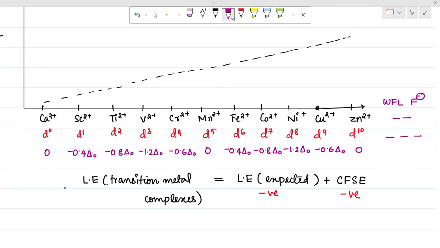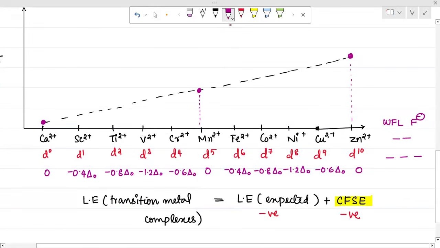So calcium 2+, whatever lattice energy is expected, along with that you have to just add the normal CFSE value, which is 0. So the expected value and the predicted value are the same, because CFSE is 0. Similarly, for Mn 2+ also, as there is no extra CFSE, anything plus 0 would be the same number. So for manganese with a weak field ligand, the lattice energy would be as expected. Similarly, for zinc 2+ also, it would be as expected because there is no CFSE contributing to the lattice energy. But let's take the other cases.